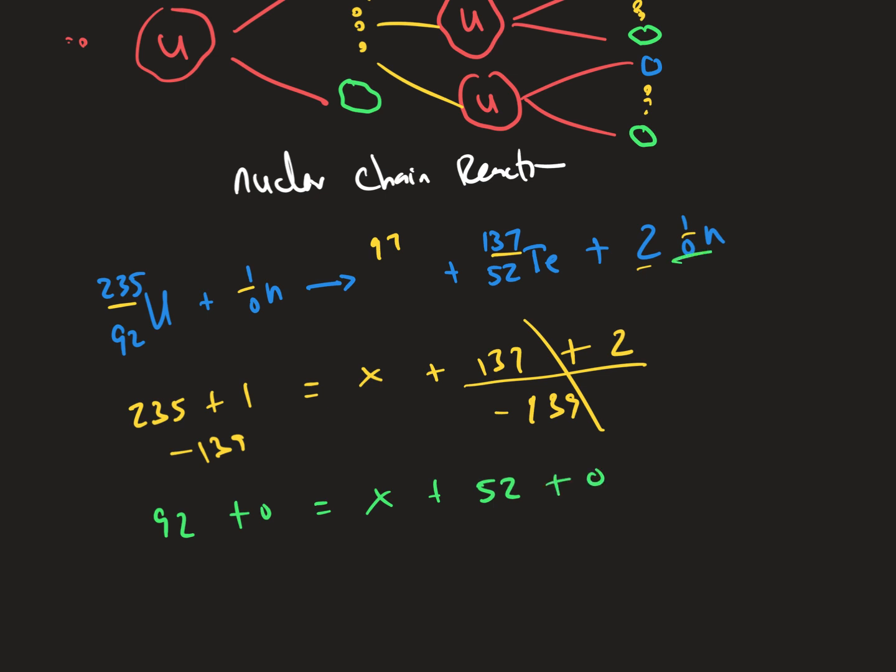You following? Am I going too quickly? So we just subtract 52 to both sides, and we get 40. Okay? So it's just a little bit more complex, but not too bad, right? What do you think? All right, that's fission.